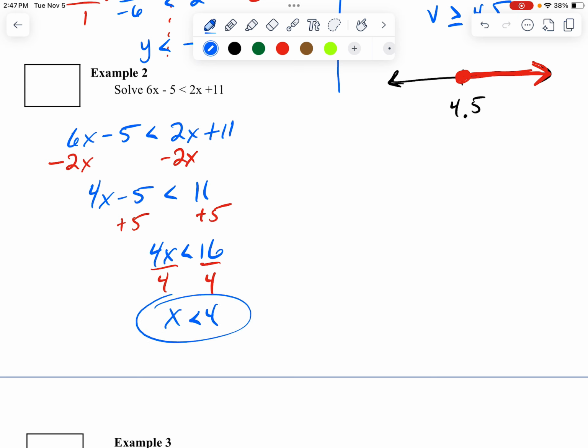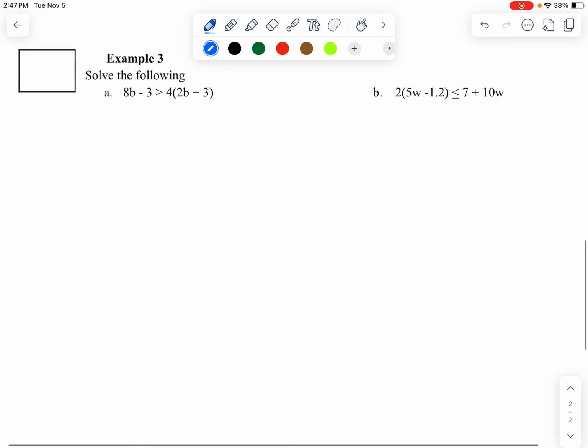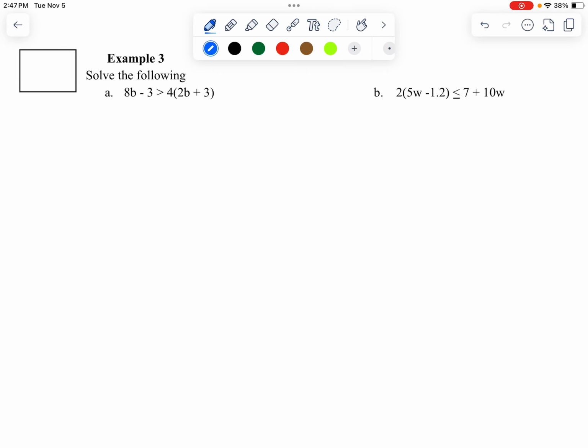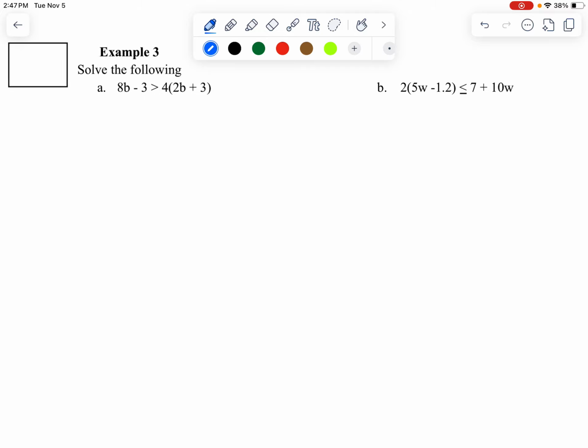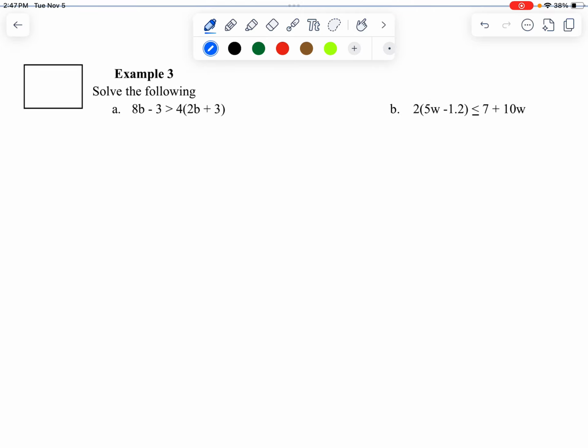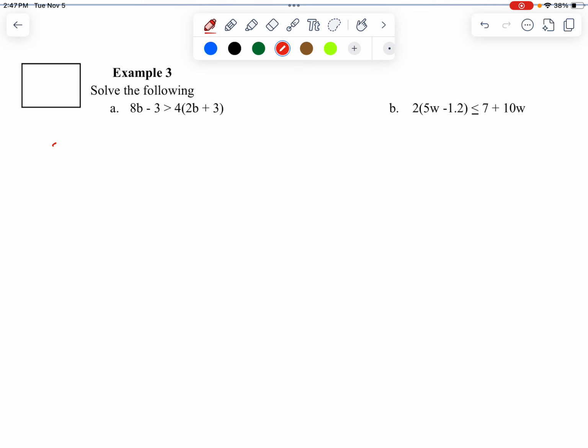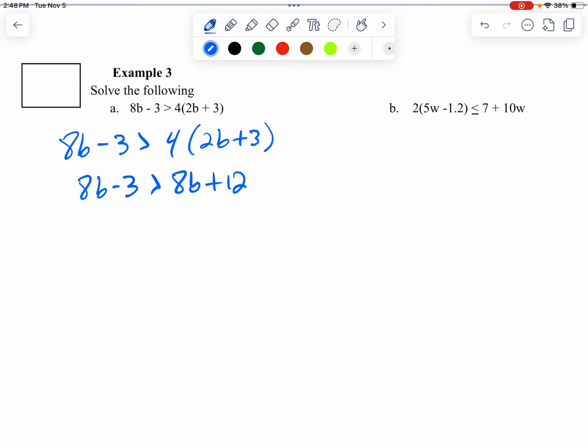Since it doesn't ask us to graph it, we won't. Final two examples. Here we'll get into some interesting cases. We've got a little distribution to do. Not a bad idea to maybe just try this on your own, see what happens. 8b minus 3 is greater than 4 times 2b plus 3. Let's do our distribution first. So that means I'm going to multiply here. Everything else is going to stay exactly the same because I can't combine any like terms on the left. So that's 8b plus 12.